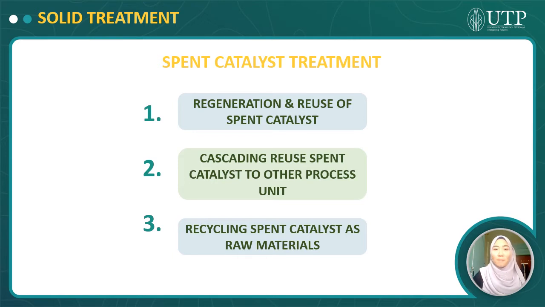With respect to this, the disposal of spent hydroprocessing catalysts requires compliance with stringent environmental regulations because of their hazardous nature and toxic chemicals content. The appropriate treatment strategies for the spent catalysts are listed as follows: the first one is the regeneration and reuse of spent catalysts, cascading reuse of spent catalysts to other process units, and the last one, recycling spent catalysts as raw materials.